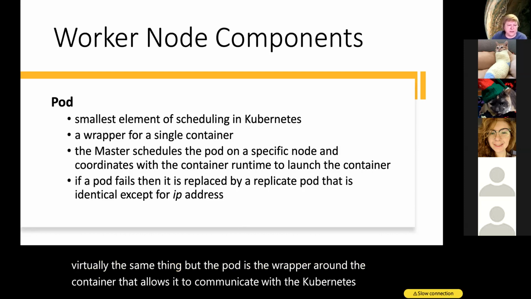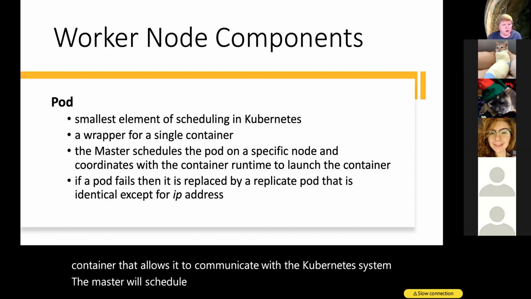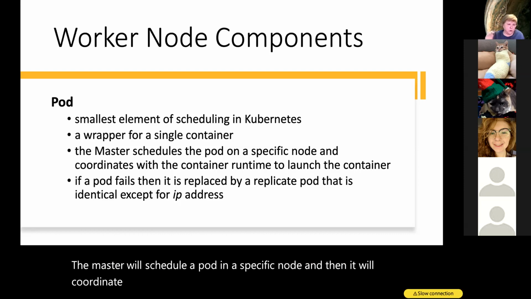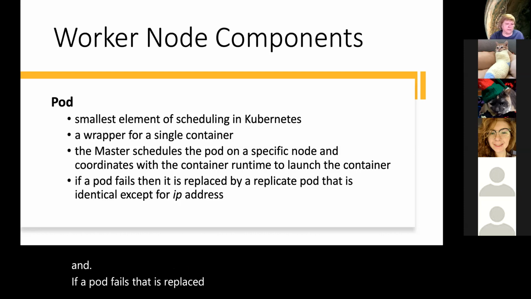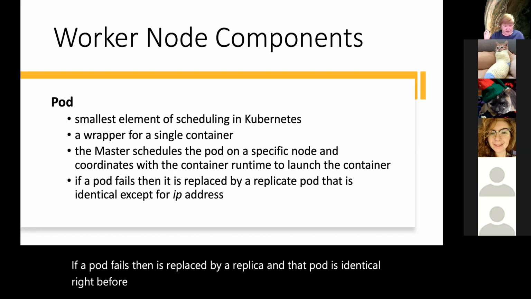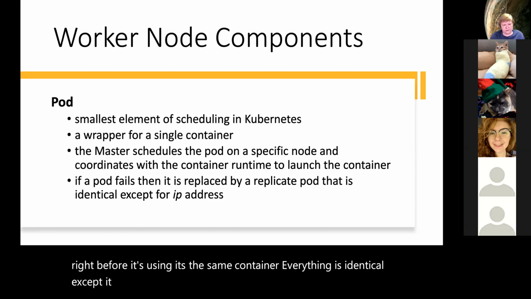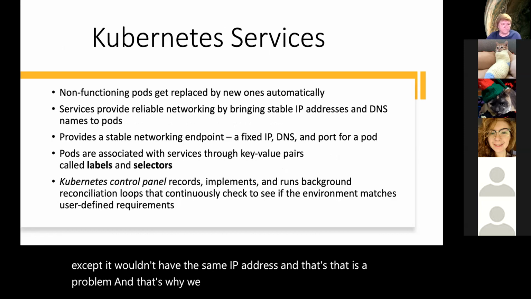The master will schedule a pod on a specific node, and then it will coordinate with the container runtime to launch the container. And if a pod fails, then it's replaced by a replicate. And that pod is identical, right? It's the same container. Everything is identical, except it wouldn't have the same IP address. And that is a problem. And that's why we have that key store.